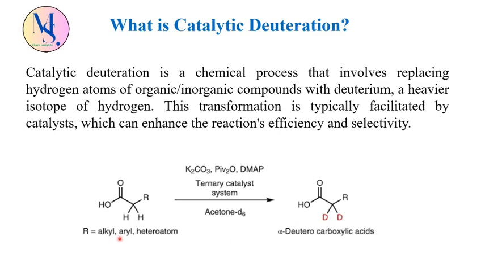Today I am going to discuss the fourth part of catalysis, that is catalytic deuteration. Catalytic deuteration is a chemical process that involves the replacement of hydrogen atoms of organic or inorganic compounds with a heavier isotope of hydrogen, that is deuterium, in the presence of a set of catalysts or single catalysts, which helps to facilitate the reaction by increasing its rate, efficiency and selectivity.